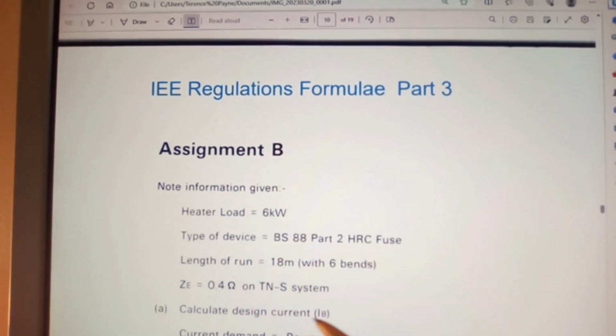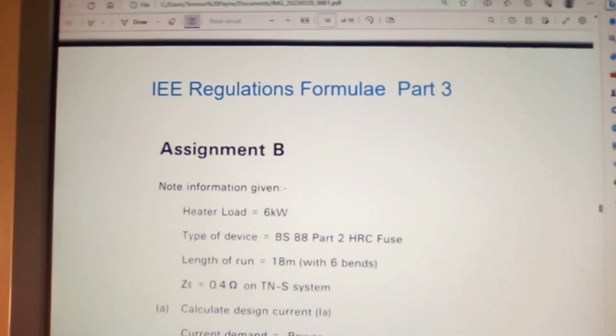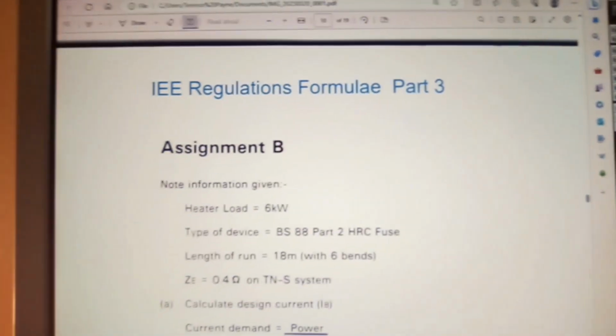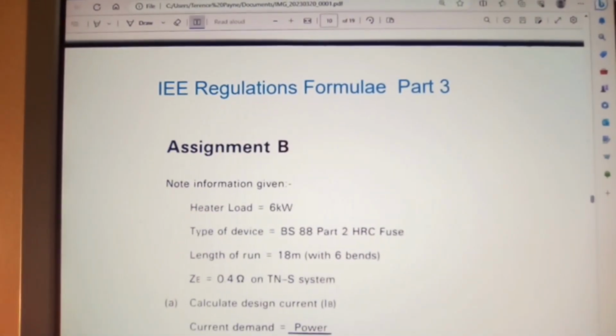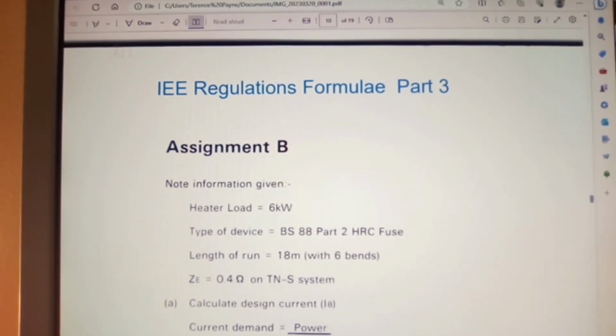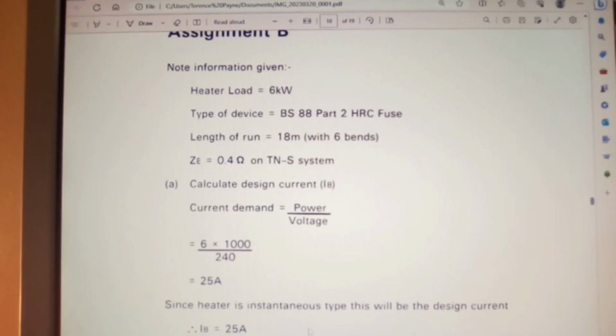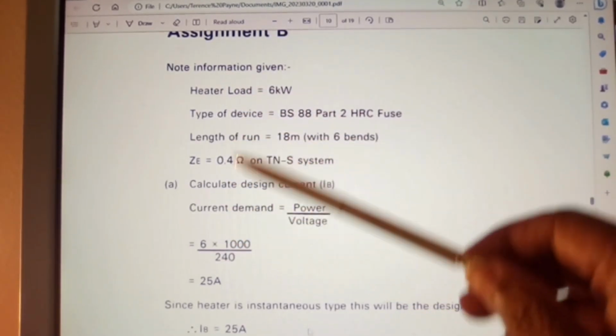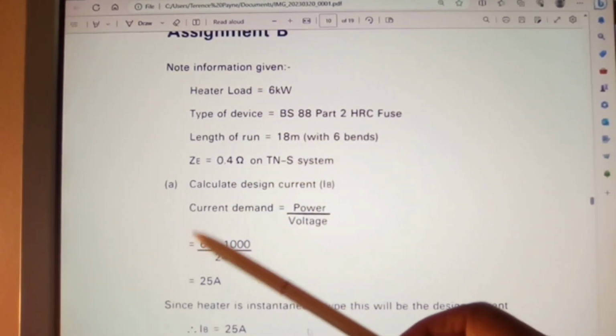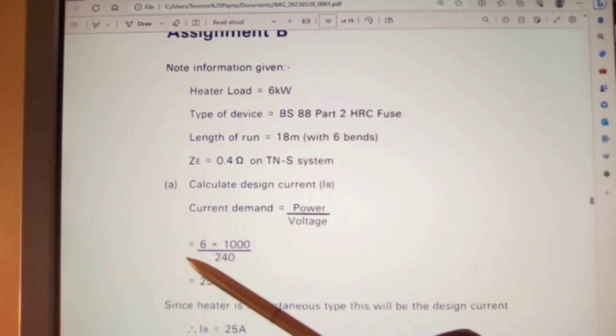Calculate design current IB. Current demand equals power over voltage. Now, if you look back at some of my earlier videos, you'll find that I've shown you how to do this already, okay? But because this process appears again and again, it's always important to remember and apply that process. So you will need to write this out, make it your own. Get to know the formulation, okay?